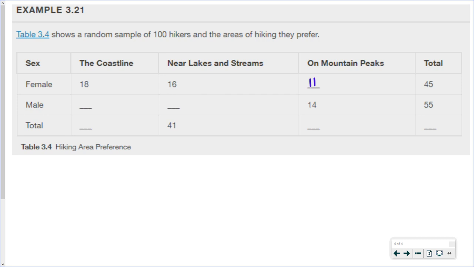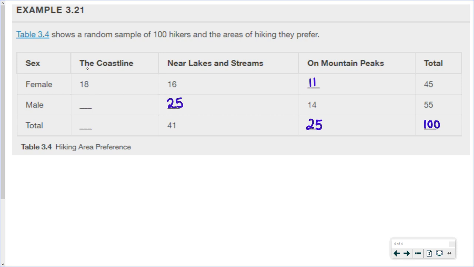Now I know I can find the total here. 11 plus 14 will give us 25. I know this total has to add up to 100 because there's 100 hikers. So this corner is going to be 100. Look here, near lakes and streams. I have a total of 41 and 16 of those 41 are female. So that means the remaining number are males. So 41 minus 16 will give me 25.